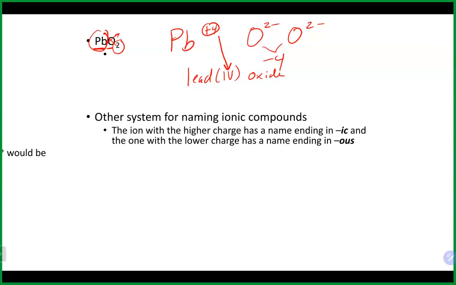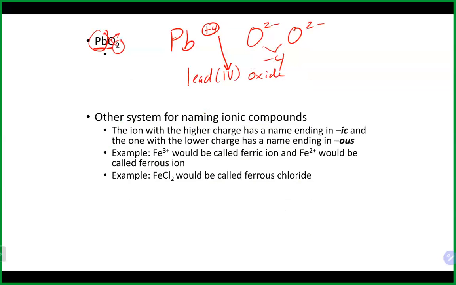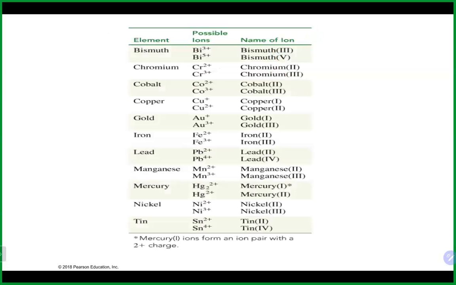All right. Now, we're not going to really use this, but there is sort of an older way of naming guys that have variable charges. We will strictly use Roman numerals, but the one with the higher charge sometimes ends with ic, and the one with the lower positive charge ends with ous. So, for example, ferric and ferrous are very commonly still used sometimes today, and cupric and cuprous is also used for copper. But we will not use that. We will strictly use the Roman numerals if it is a type 2 compound, like we see here.